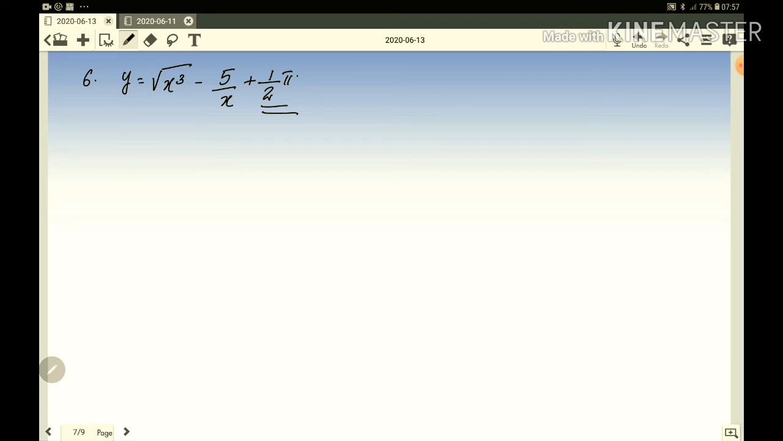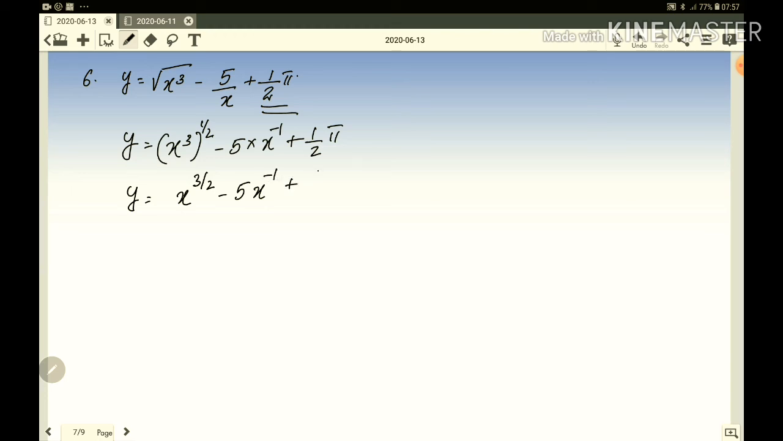That is why I'm still writing y here. This is going to be x to the power 3, all to the power 1 over 2, minus 5 times x will go up, x to the power minus 1, plus just leave this constant as it is. Now again simplify, that is x to the power, opening the bracket, is going to be 3 by 2, 3 multiplying 1 over 2, minus 5 times x to the power minus 1, plus half pi. This is ready for differentiation because we can't see any bracket there, we can't see any denominator in terms of x, and we can't see any root there. So this is ready for differentiation.